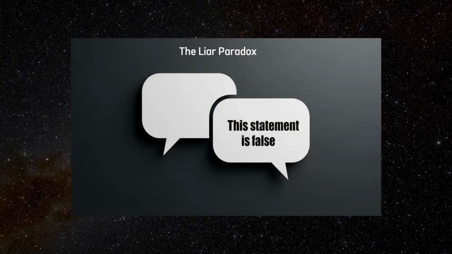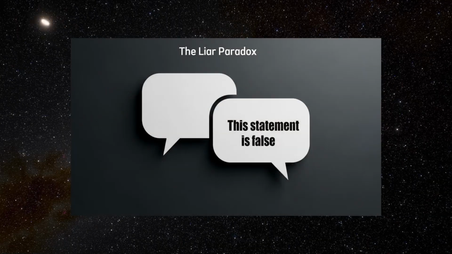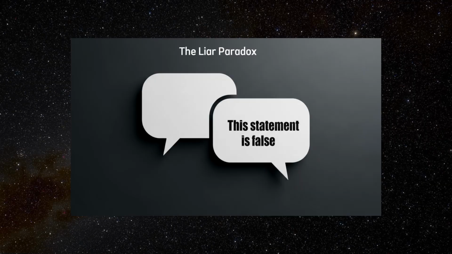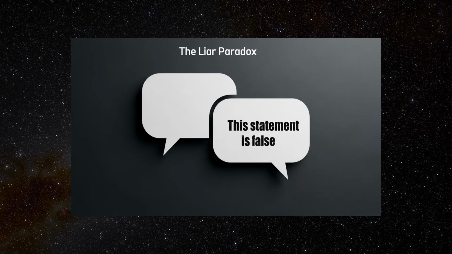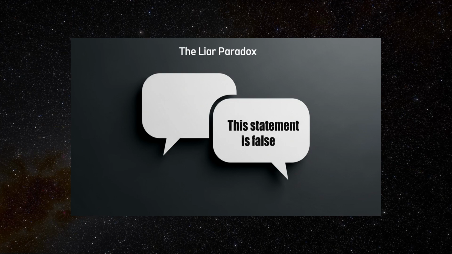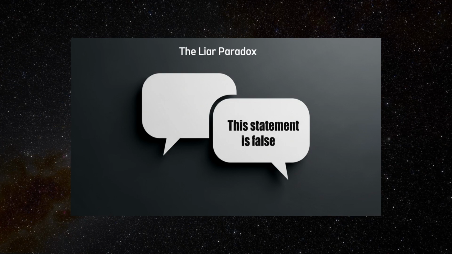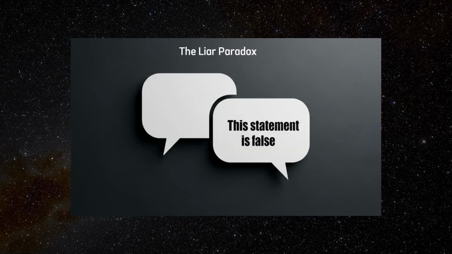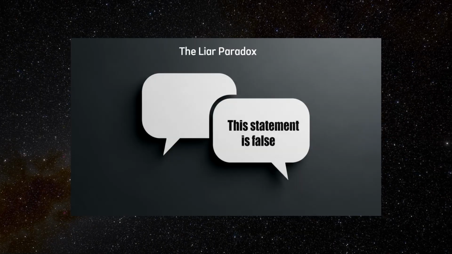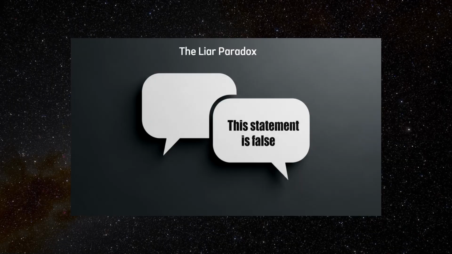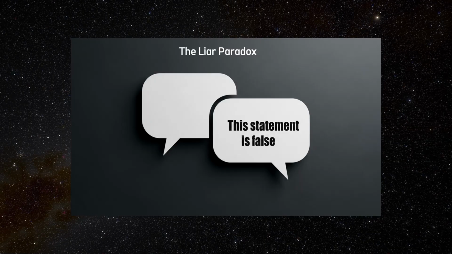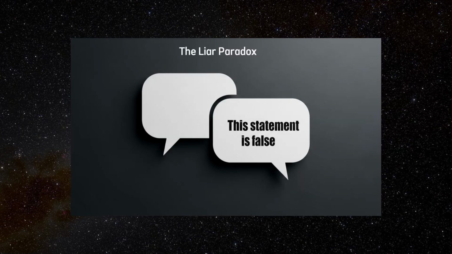The Liar Paradox. The Liar Paradox is a fascinating and enduring problem in logic and philosophy that emerges when a statement refers to itself in a way that leads to a contradiction. The most well-known and straightforward example of this paradox is the sentence, "This statement is false." At first glance, this seems like a simple declarative sentence, but upon closer inspection, it reveals a deep and perplexing logical inconsistency.